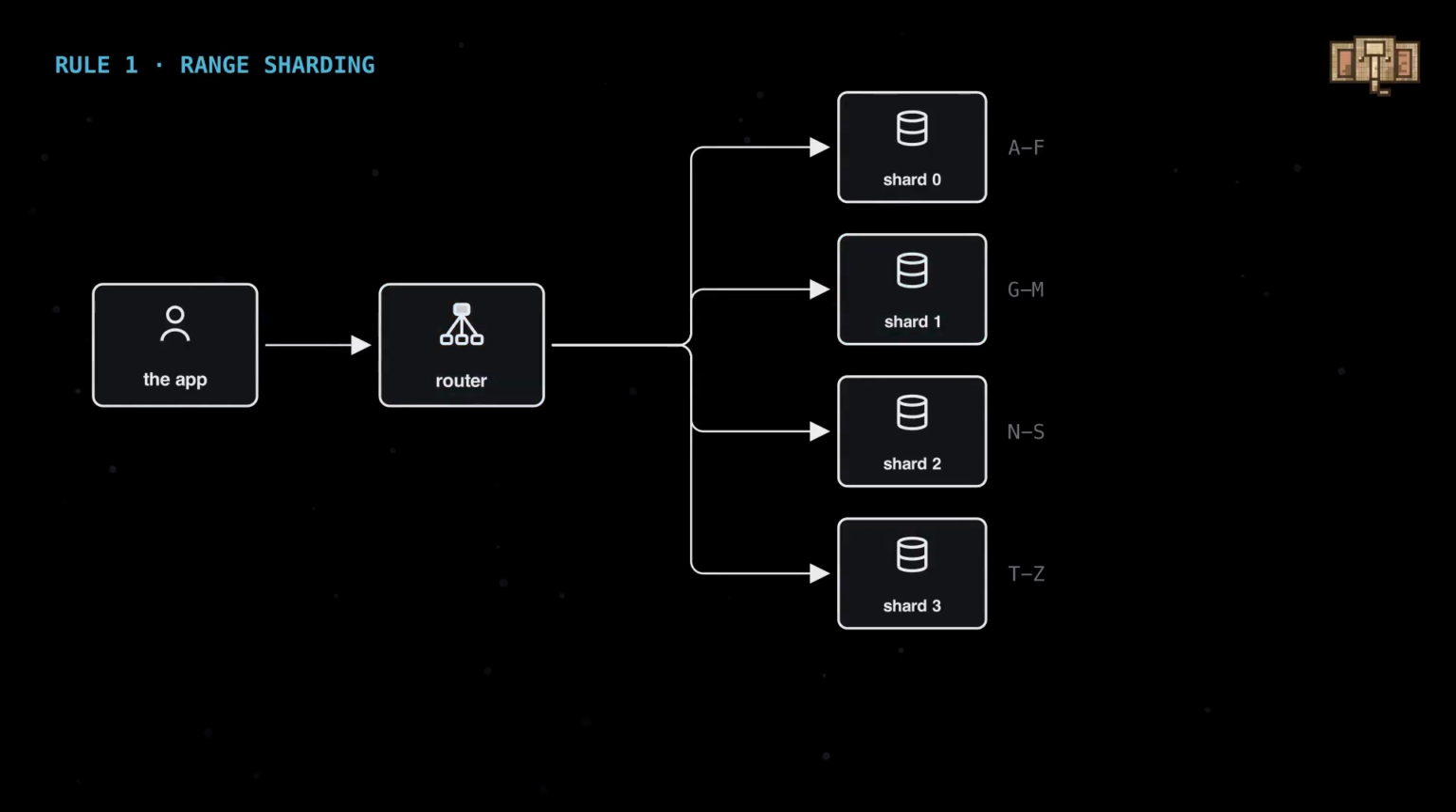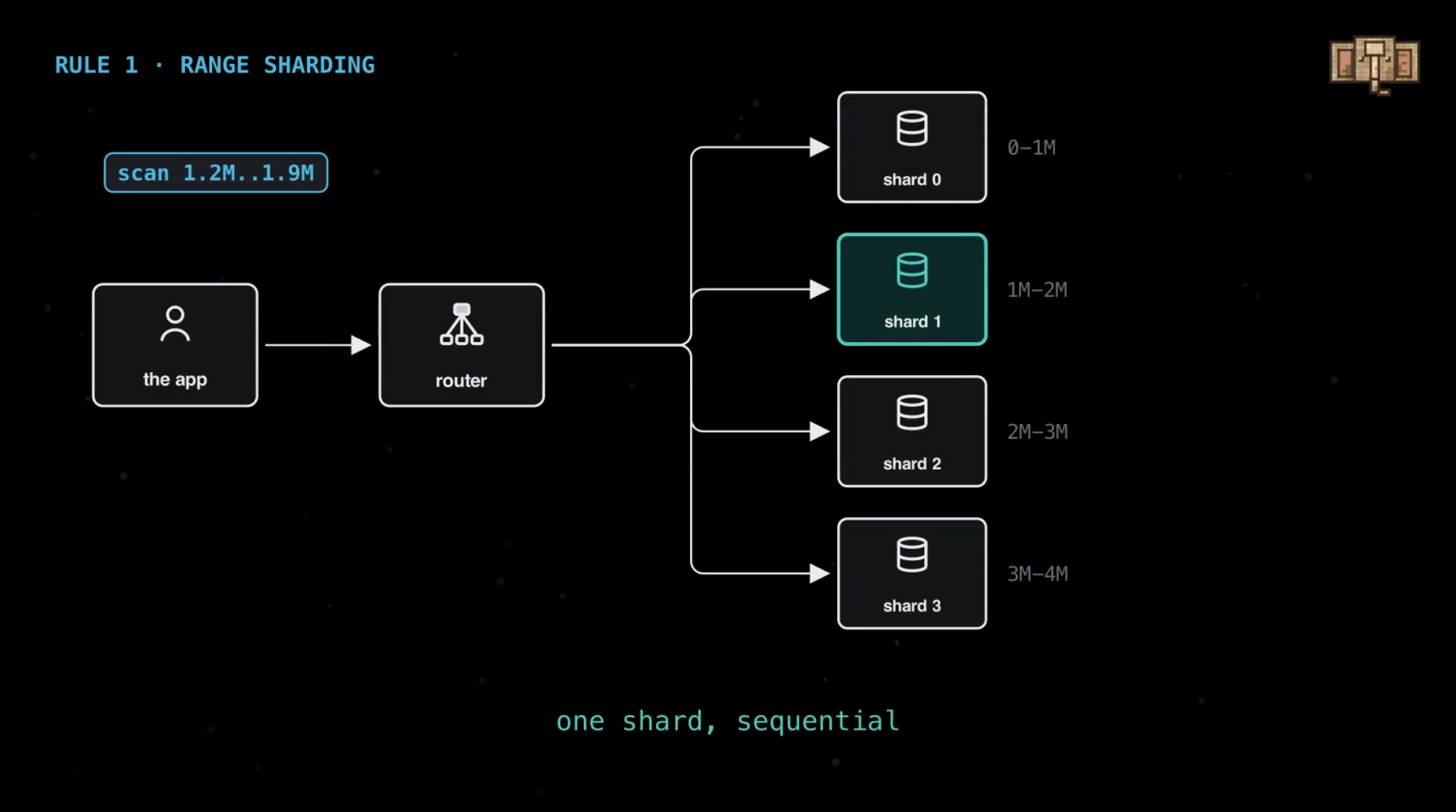Rule number 1, range sharding. Each shard owns a contiguous slice of the key space. User IDs up to 1 million live on the first shard, 1 to 2 million on the second, and so on. Its superpower is the range scan. Ask for everything between 1.2 and 1.9 million, and that query touches exactly one shard which answers it sequentially right off one disk. That is why time-ordered stores love ranges.